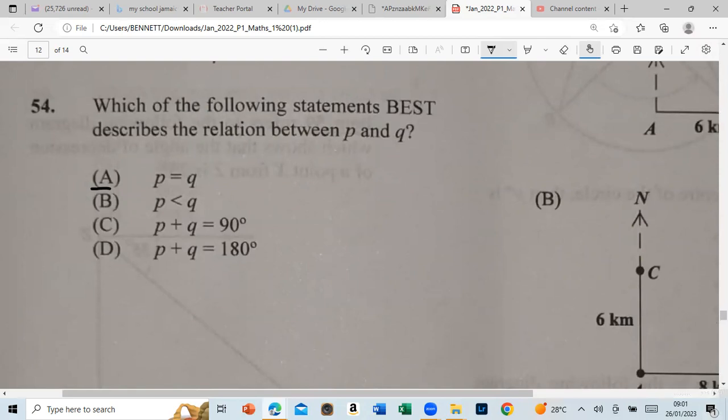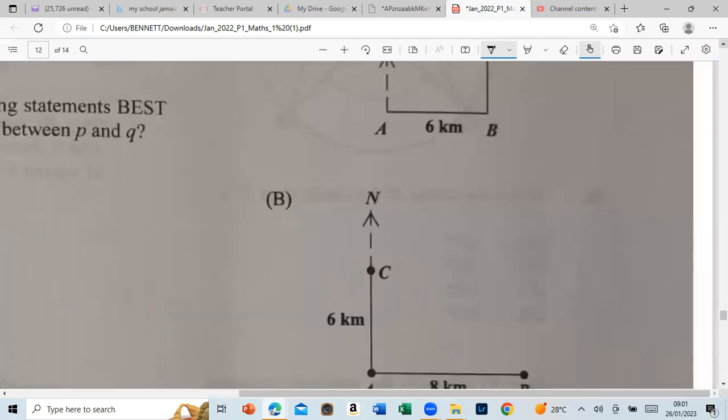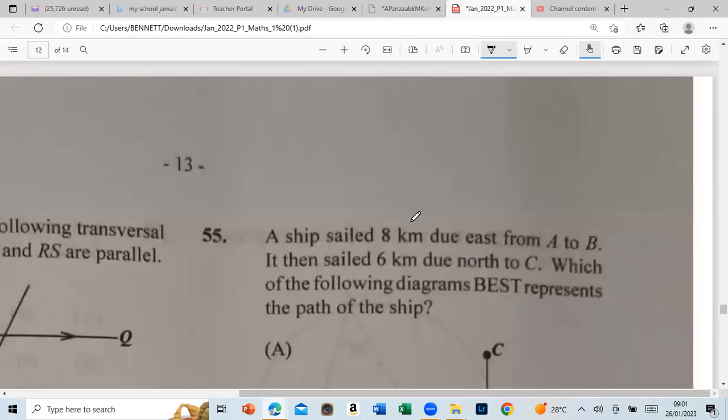We are at 54, let's move on to 55. A ship sailed 8 kilometers due east. And we start with this. So you know your north line there, north and south opposite, then you have east and west. So here are 90 degrees, 180, 270, and back to 360. Now, I deal with none of that. A ship sailed 8 kilometers due east, so this is 8.